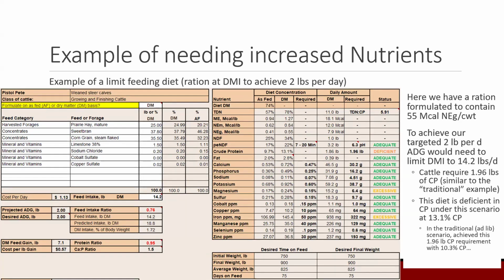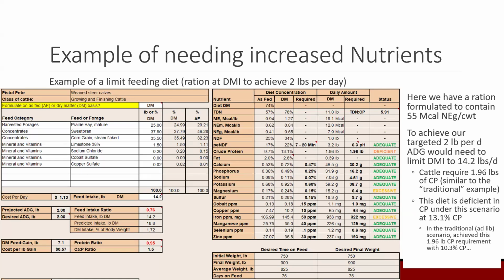All right, so this is the same ration. Predicted feed intake is still 18.8. However, to achieve our desired average daily gain, I would need to feed them 14.2 pounds per day. What do you notice about feed to gain? It went way down, right? My feed to gain is now 7.1. So it took 2 pounds less feed to gain 1 pound of dry matter than our typical lower energy diet. Does that make sense?